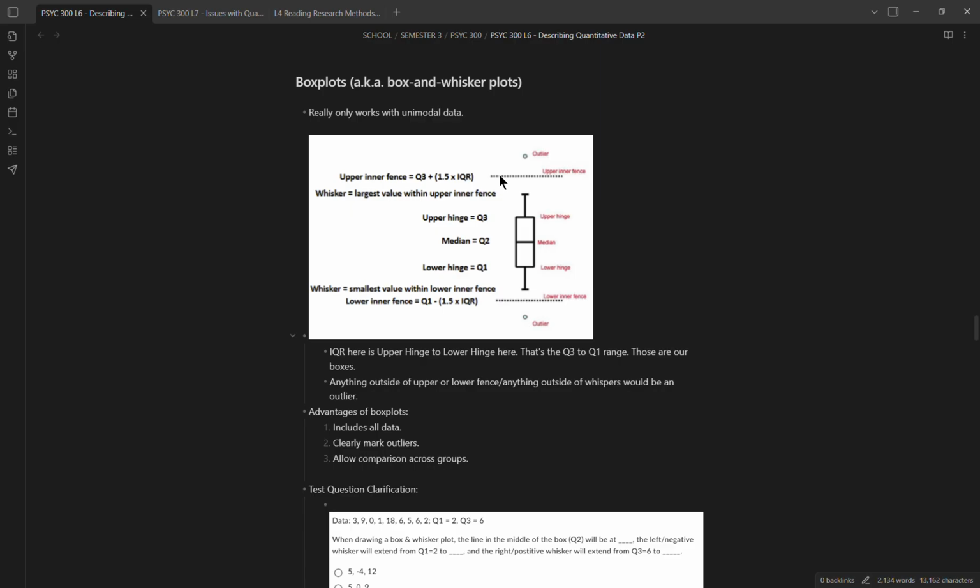Our whiskers, because it's a box and whisker, the box is that Q1 to Q3 range. The whisker is the largest value within our upper fence and the smallest value within our lower fence. So anything within a data set that is within our whiskers, the largest value in the upper fence, the smallest value in the lower fence and everything in between, that is all valid data. Everything else is an outlier, so everything that falls beyond our fences.